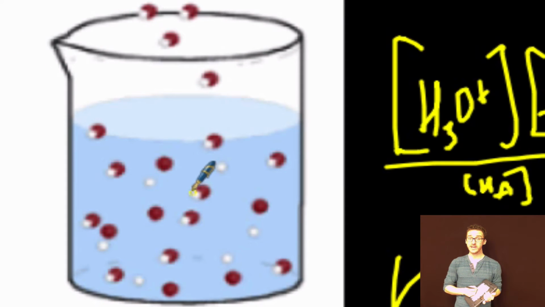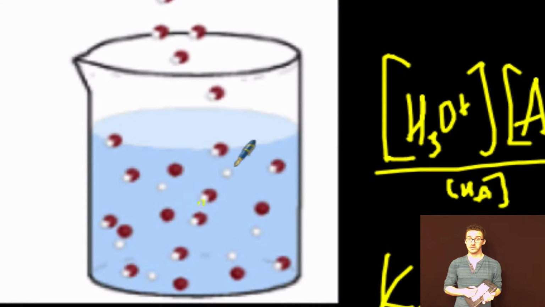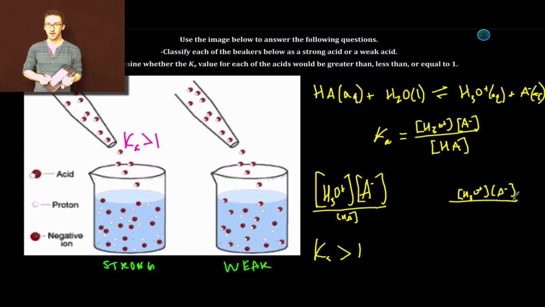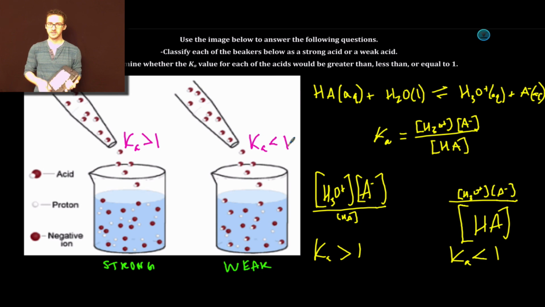Now let's think about our weak acid. Think about what we have in solution. Sure, we do have a little bit of these hydronium ions and conjugate base ions. But in a weak acid, the vast majority of the things in solution is our original weak acid molecules. So now our denominator is going to be very large, indicating that our Ka value is going to be less than 1. And that is true for all weak acids. Ka less than 1. Done.